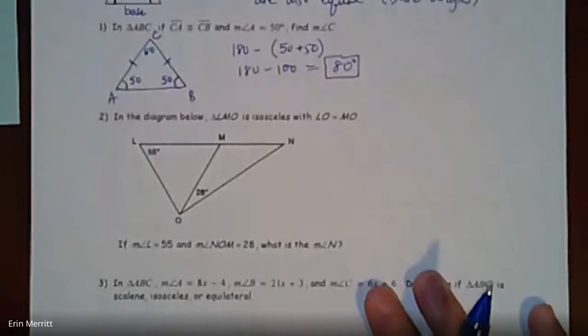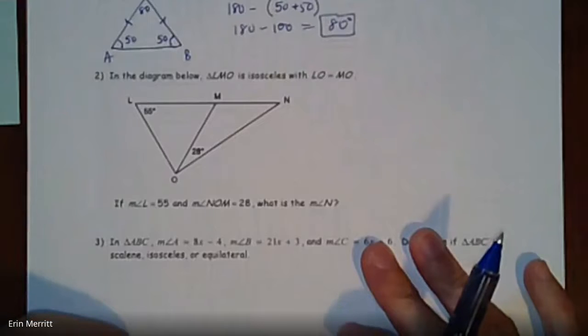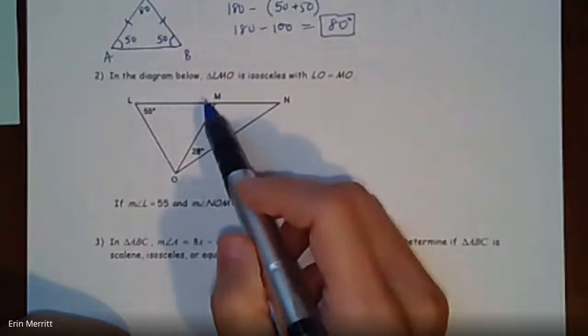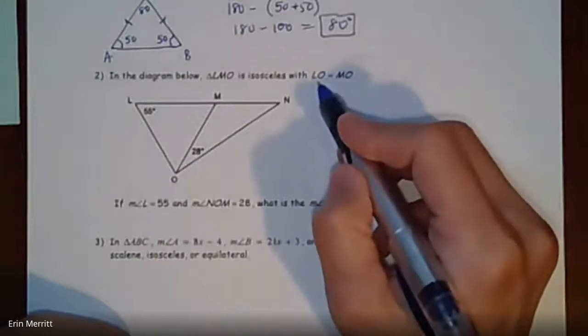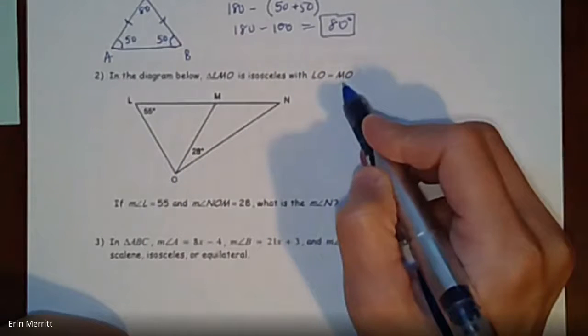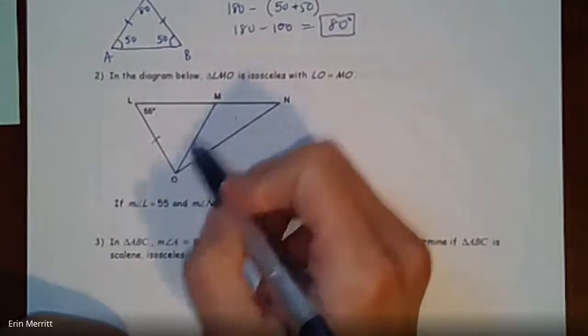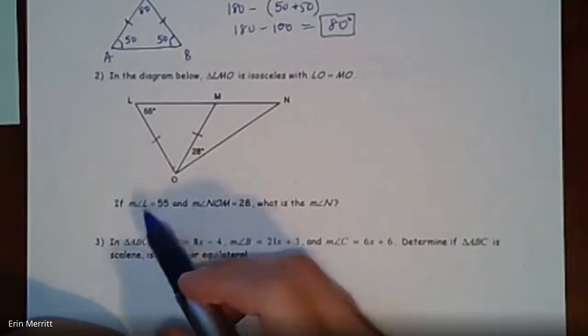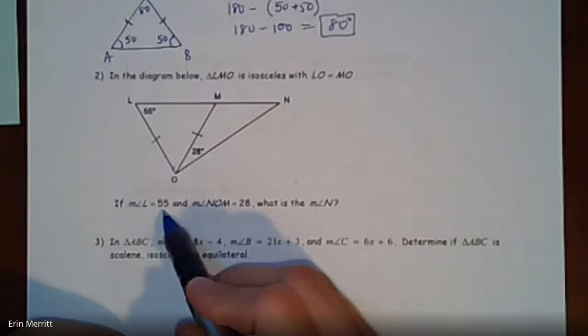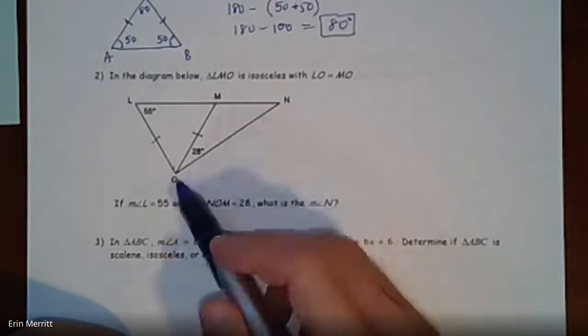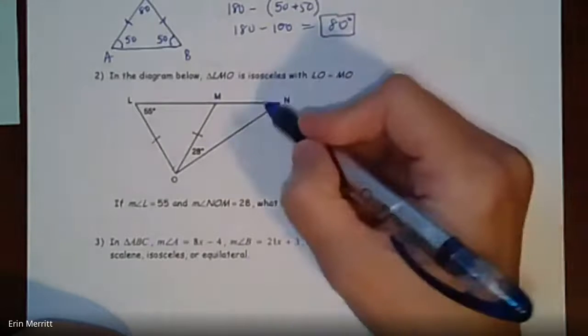All right, the next question. You've got the diagram given to you already. So triangle LMO is isosceles with LO equal to MO. On your picture, mark that. LO congruent to MO. There we go. At the bottom, measure of angle L is 55. The measure of angle NOM is 28. Both of those are already marked. What is the measure of angle N? Ultimately, that is what we are looking for, this guy over here.